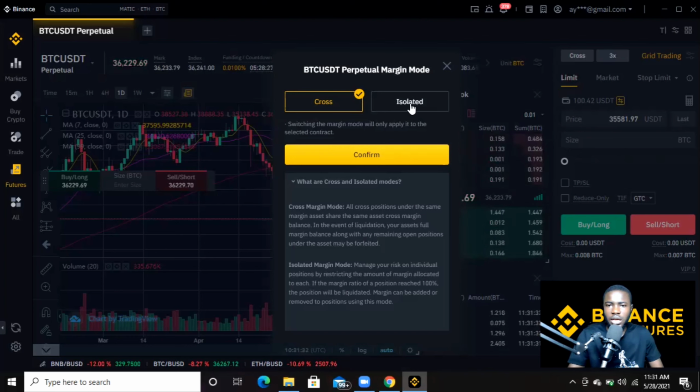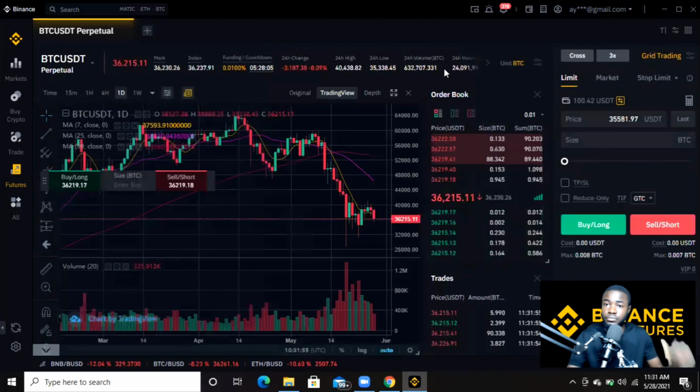But when you open an isolated position, then that position is going to depend on a separate margin balance. So each position is going to depend on a separate margin balance. That's the main difference between cross and isolated margin mode. I like using the cross margin mode, so I'm just going to leave it at that.